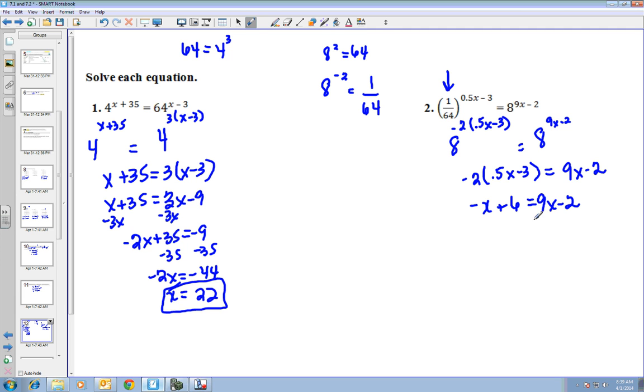When I solve for x, I'm going to subtract 9x. Negative 10x plus 6 equals negative 2. Subtract 6, and I get negative 10x equals negative 8. So when I divide by 10, I get 8 over 10. You can either write that as a decimal or that is 4/5.